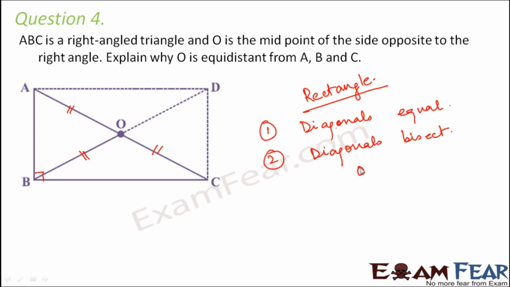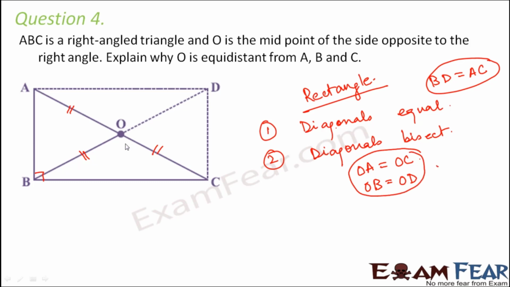Now when we say that diagonals bisect each other, that would mean OA will be equal to OC and OB will be equal to OD. And when we say that diagonals are equal, that means BD will be equal to AC. Now considering this as well as this relation, we can very easily prove that OA is equal to OB is equal to OC. That's because when we say BD is equal to AC, BD is nothing but BO plus OD and AC is nothing but AO plus OC.